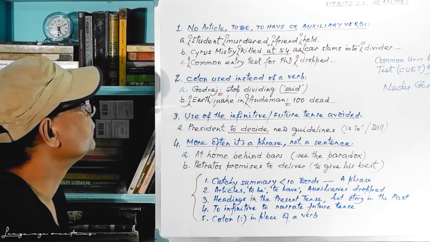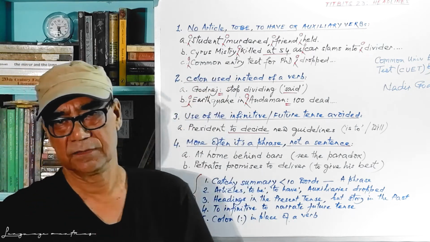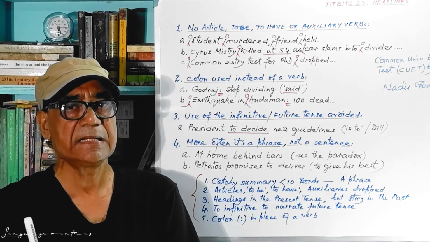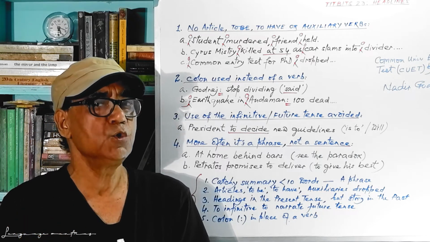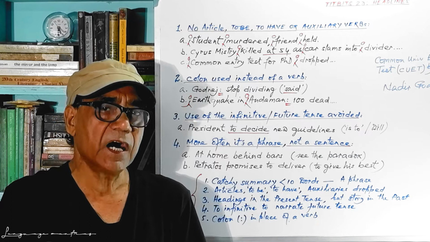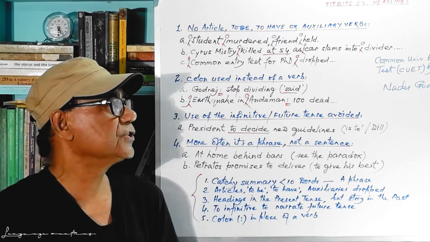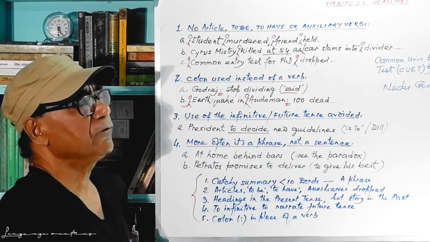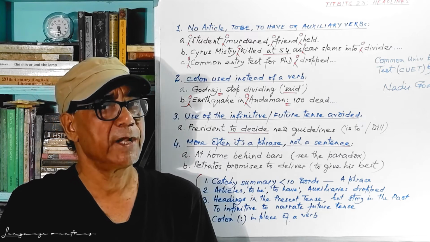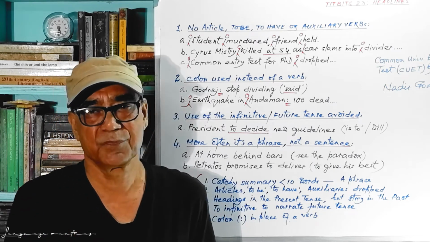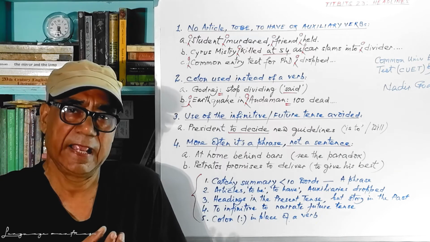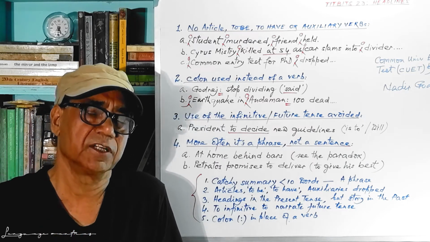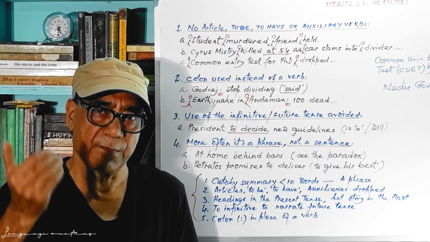Number 1, no article, a, an and the. Three articles are there. In a newspaper headline, normally articles are avoided. No to be verb, no to have verb, and no auxiliary verb. So without these tools, a caption is written in a newspaper. Let's see some examples.